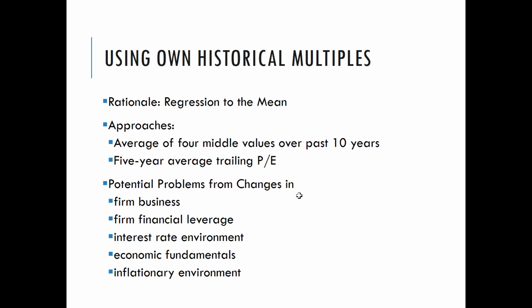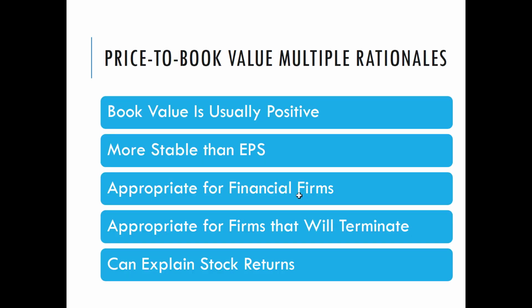For the next few slides, we're going to go through some of the alternative multiples that you could use. The highlight here is trying to understand when to use each one. So what are some of the potential advantages and drawbacks? The price to book value multiple is another multiple you could use. And generally speaking, you would use it when the company's earnings are negative.